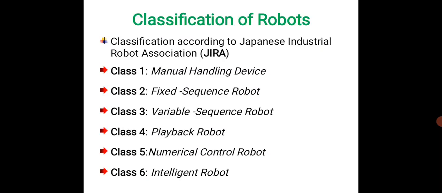And how are these robots classified? We basically have two types of classification. One is based on the Japanese Industrial Robot Association, the other one is American. The first one you call JIRA, where we have class 1 to class 6. Class 1 is a simple manual handling device. Class 2 is a fixed sequence robot. Class 3 is a variable sequence robot. Class 4 is a playback robot. Class 5 is a numerical control robot. And class 6 is an intelligent robot. So you could see from the name itself, you could understand what it actually is.